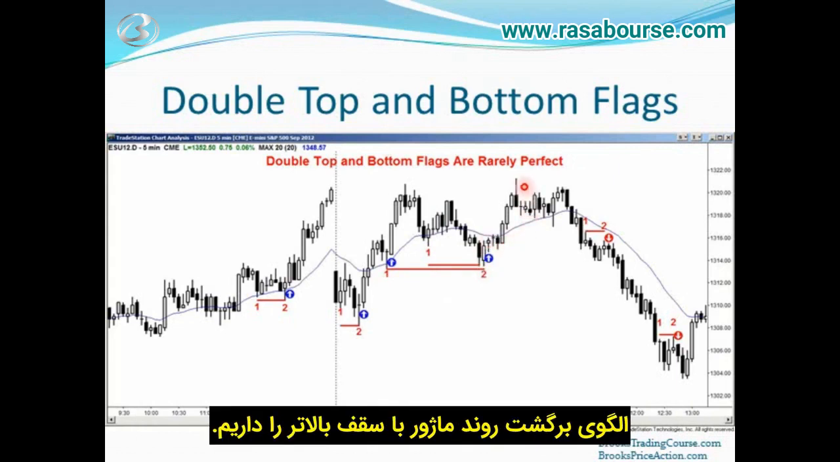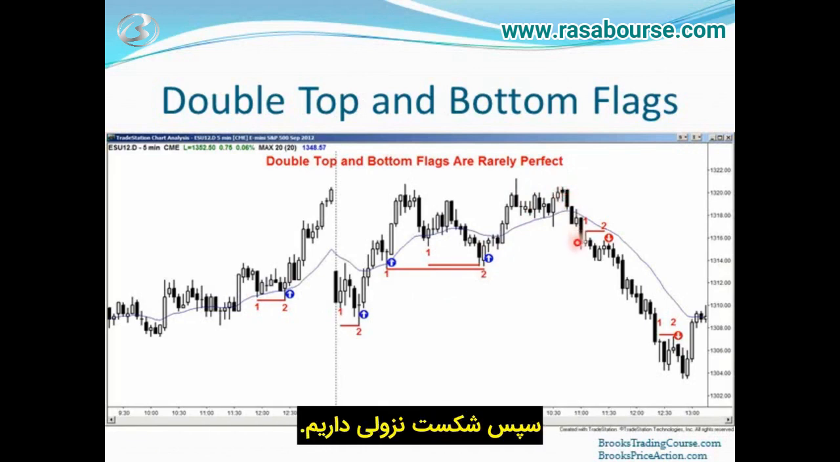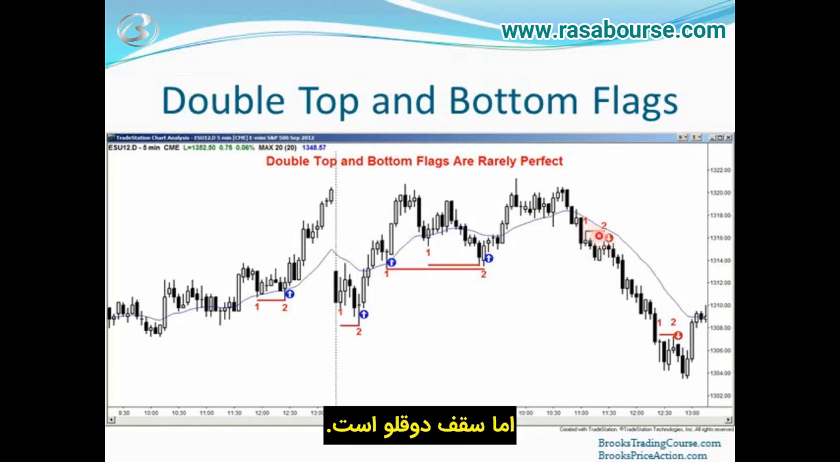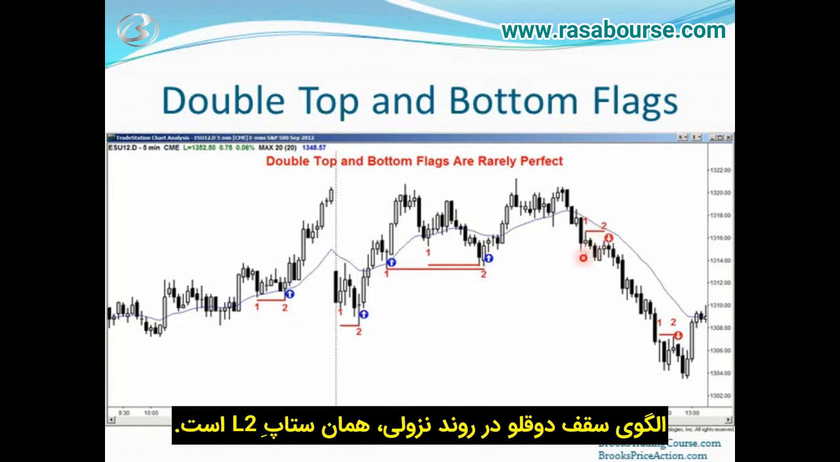We have a higher high major trend reversal, and then a lower high major trend reversal, and then a bear breakout, a little pullback, and then a sell-off, and then a second little pullback. Again, not exactly at the same level as the first, but it's a double top. A double top is a low 2 in a bear trend.